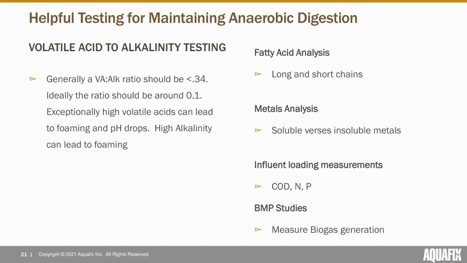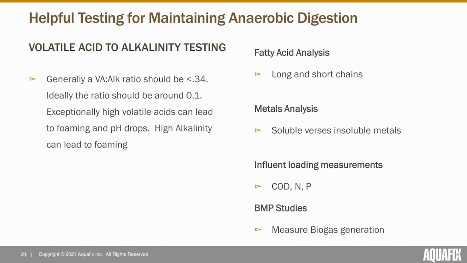If you see it above that, you have a much higher risk of having your pH drop. Ideally, the ratio should be around 0.1. Exceptionally high volatile acids and alkalinity levels can also be a problem, so it's nice to have this data as well, where you increase the likelihood of foaming if you have very high acid or alkalinity levels, because both of these can contribute to reducing surface tension, which I'll talk a bit more about later.